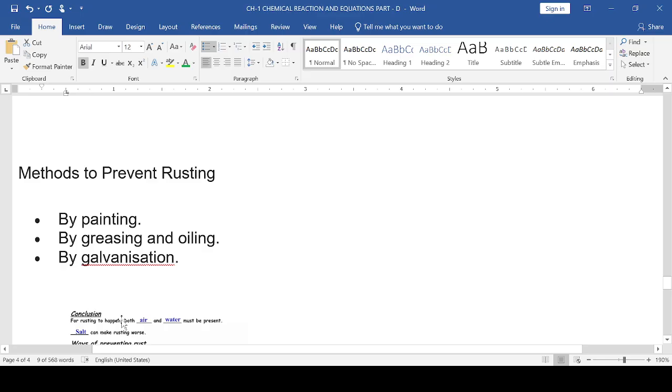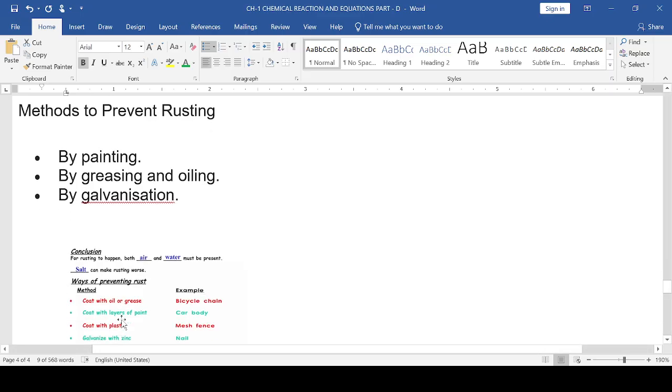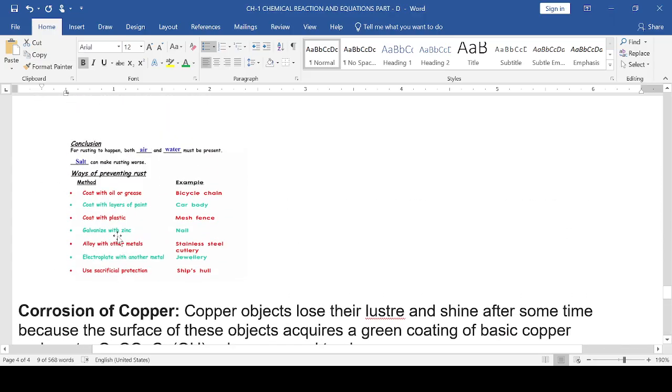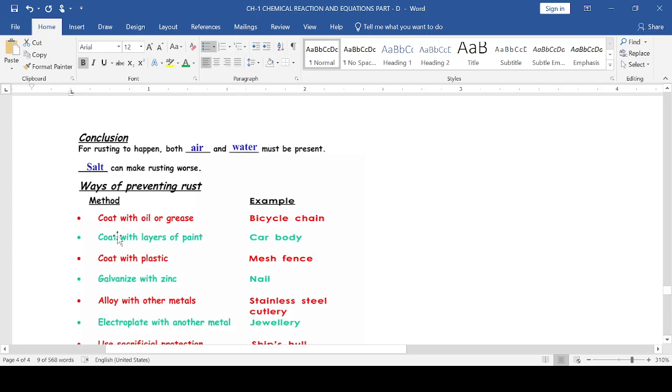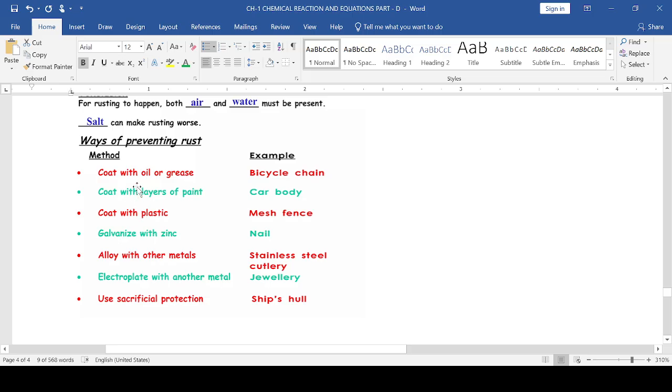So what are the methods I will use to prevent rusting? Either by painting, by greasing, oiling and by galvanizing. Slide has been kept. For rusting to happen, both air and water must be present. Salt can make rusting worse, students. Coat with oil or grease, the bicycle chain. Coat with layers of paint, car body. Coat with plastic, mesh fence. Galvanize with zinc, nail. Alloy with other metals, stainless steel and cutlery. Electroplate with another metal, jewelry.